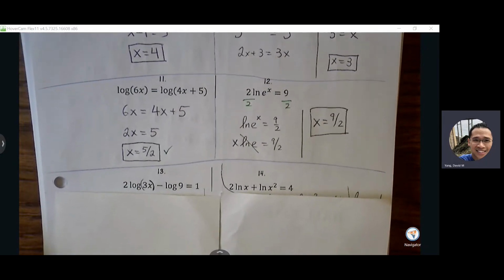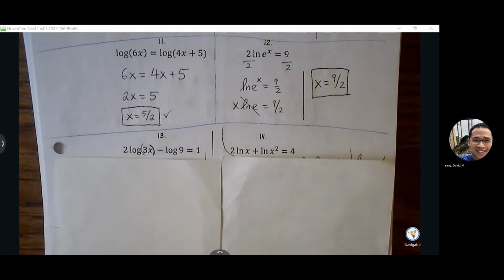Okay, 13 is a little tricky here. We do see that minus sign. Eventually, we do want to involve quotient property, but first we do what? Yeah, that 2. Now, when that 2 comes up, what's it going to do? Yeah, it's going to square both the 3 and the x. Okay, it's going to square the entire argument.